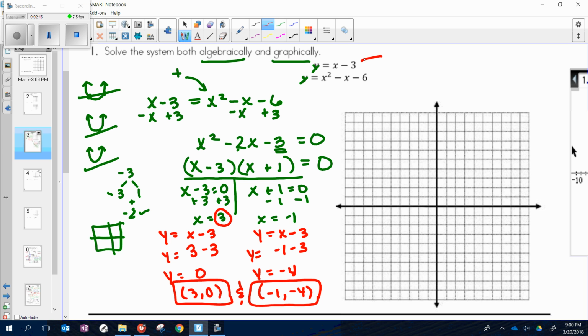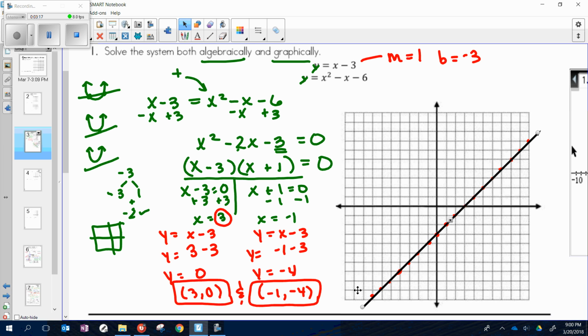Graphically, this is a line. The slope is 1, and the y-intercept is negative 3. I'm just very quickly starting from negative 3, going up 1 over 1. Starting from negative 3, I'm reversing the pattern. So this is just a straight line. And you could label your equation with the equation y equals x minus 3.